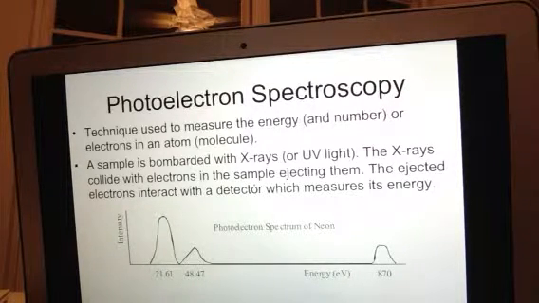Versus for 2s electrons, they're farther away from the nucleus, so it's not going to take as much energy to remove those electrons because they're farther away from the nucleus. So the Coulombic attraction there would be weaker. And then even more so for 2p.